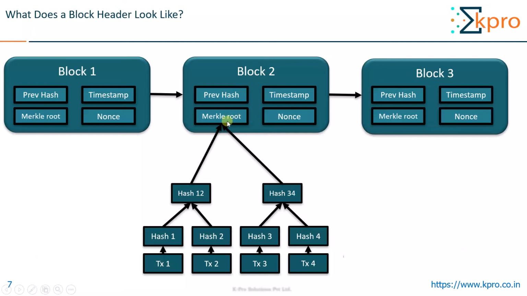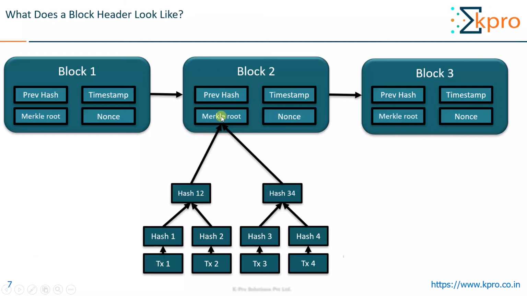Now let us see how this Merkle root is calculated. So let us consider this block 2 in which there are 4 transactions, that is tx1, tx2, tx3, tx4. Each transaction's corresponding hashes would be found out, that is hash 1, hash 2, hash 3, hash 4. The two hashes will be concatenated and another hash will be found out. That is concatenation and rehashing of hash 1 and hash 2 gives us hash 1 2, and the same for hash 3 and hash 4 gives us hash 3 4. And finally these two will be concatenated and again hashed to get the Merkle root.